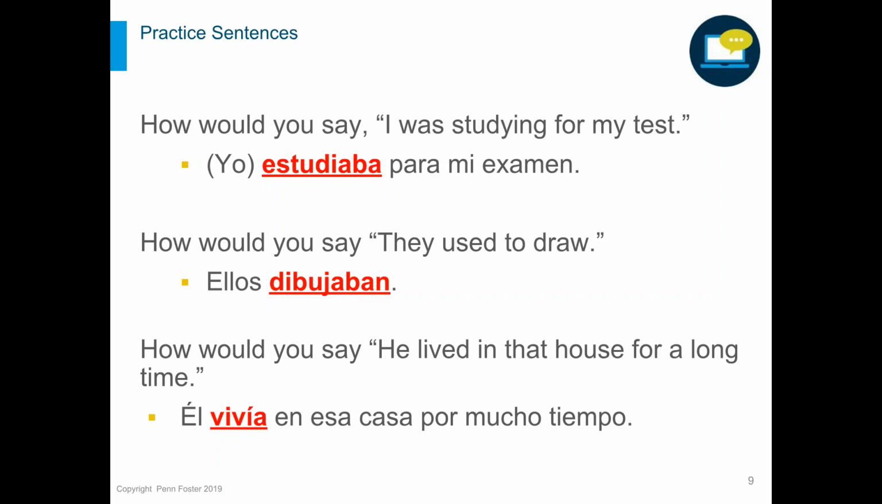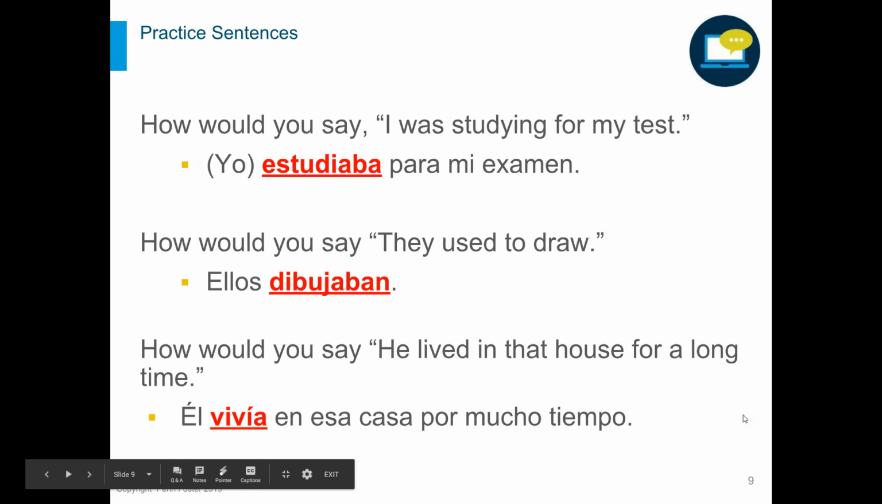Dibujar, our second example, means to draw. So they used to draw, or they were drawing, etc. And finally, vivir, the verb to live. Él vivía en esa casa por mucho tiempo. He lived in that house for a long time. It was ongoing, maybe for many years. Okay, so just a couple example sentences to show those within the context of a sentence.